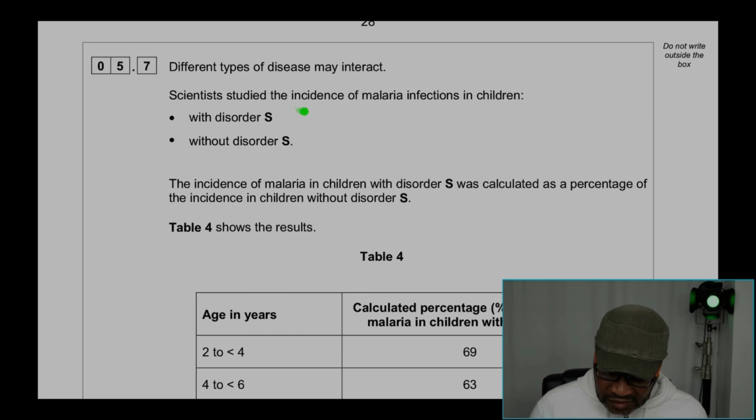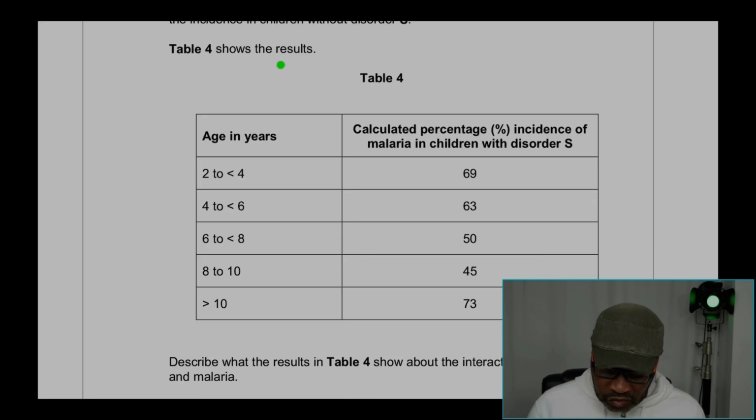Question 5.7. Different types of disease may interact. Scientists studied the incidence of malaria infections in children with disorder S, without disorder S. The incidence of malaria in children with disorder S was calculated as a percentage of the incidence in children without disorder S. Table 4 shows the results.